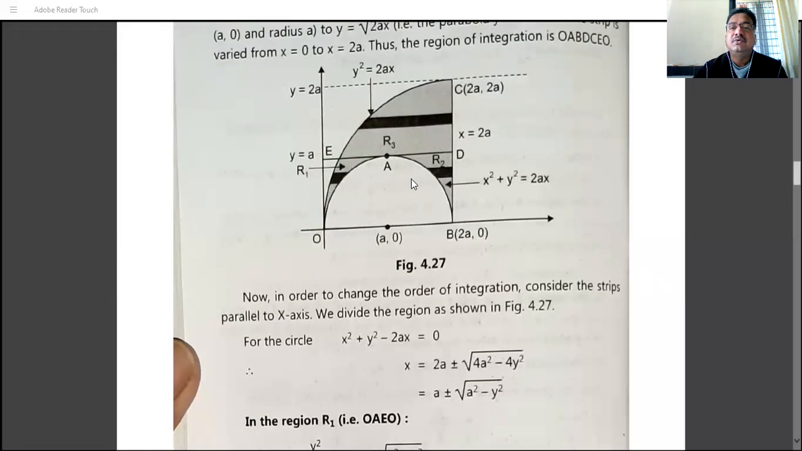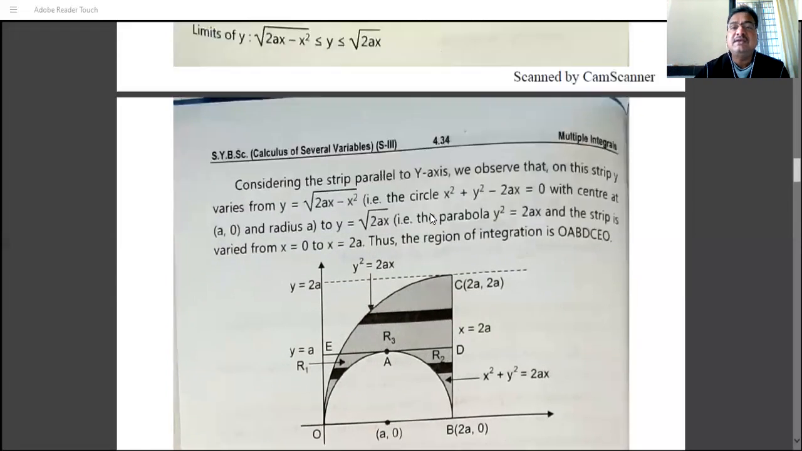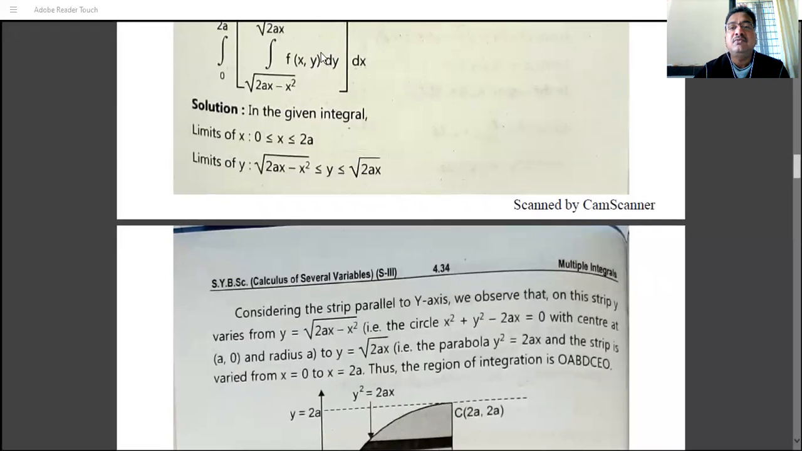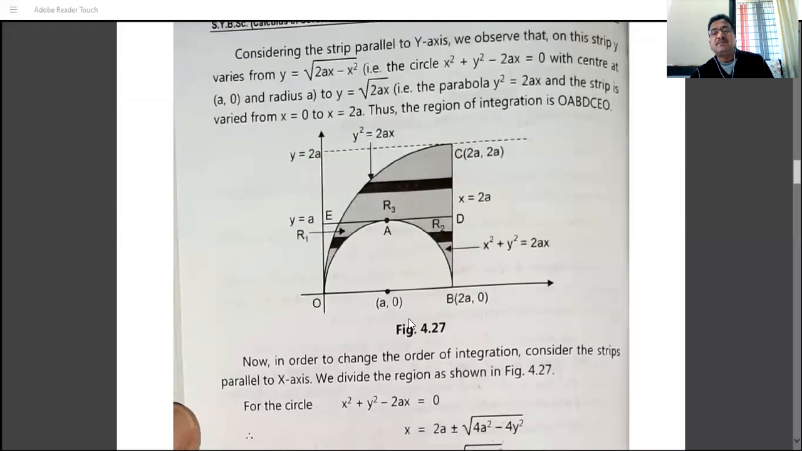Okay, so in order to change the order here, the integration is now with respect to y first, so we have to integrate with respect to x first. Therefore, take a strip parallel to the x-axis. If we take a strip parallel to the x-axis, then in this region one end touches this parabola and the other end touches this circle, and in this part R2, the strip touches this circle at one end and touches this line at the other end.